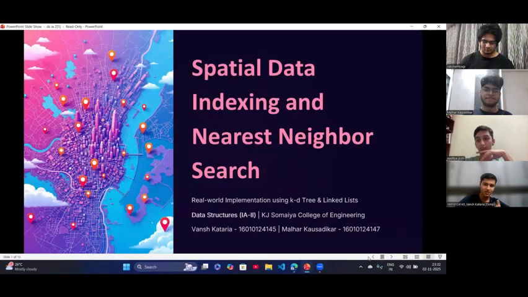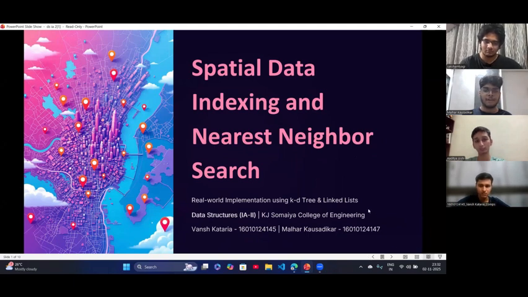Okay, so hello everyone, and welcome to our project presentation on Spatial Data Index and Nearest Neighbor Search. My name is Vansh Kataria. And I am Malhar Kausadikar. For our Data Structures I course, we are demonstrating a real-world implementation of this concept using KD trees.